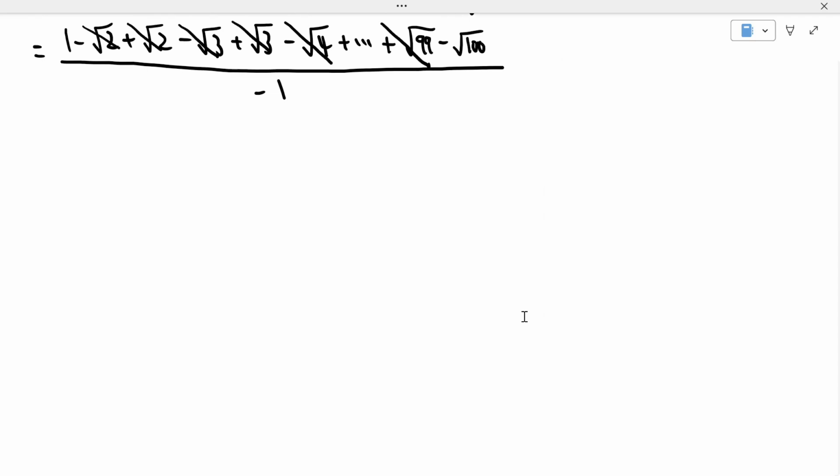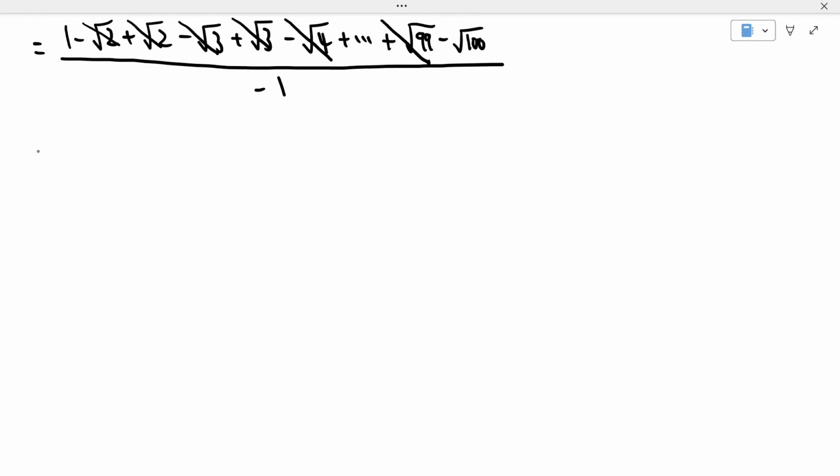So really all we're left with is now just 1 minus the square root of 100 divided by negative 1. And we can simplify this further because 100 is a perfect square, so the square root of 100 is just 10. So this is just equal to 1 minus 10 over negative 1. And 1 minus 10 is minus 9, and then minus 9 divided by negative 1 is just equal to 9. So this expression is just equal to 9.